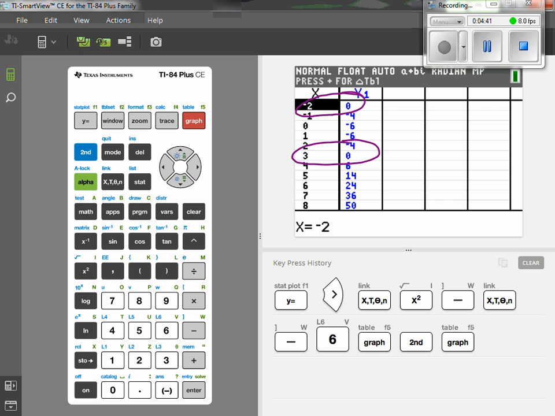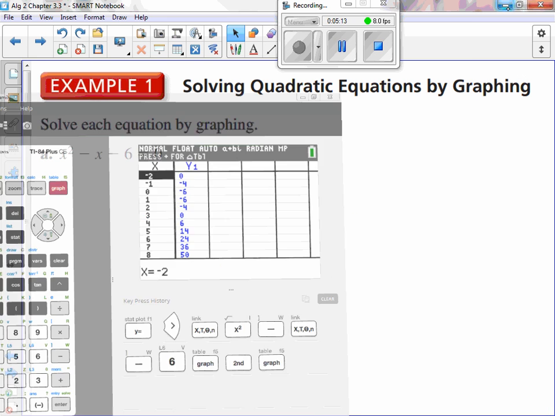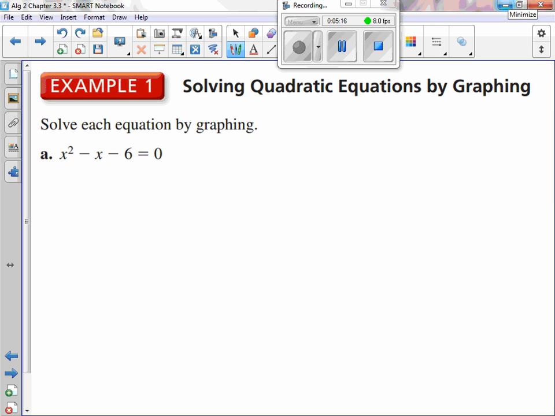So we're looking at a table, trying to see what values of x give me a y value of 0. We have 2 of them. One of them is when x is equal to 3, and the other is when x is equal to negative 2. So our solutions for this are negative 2 and 3. So the solutions by graphing are x is equal to 3 and x is equal to negative 2.